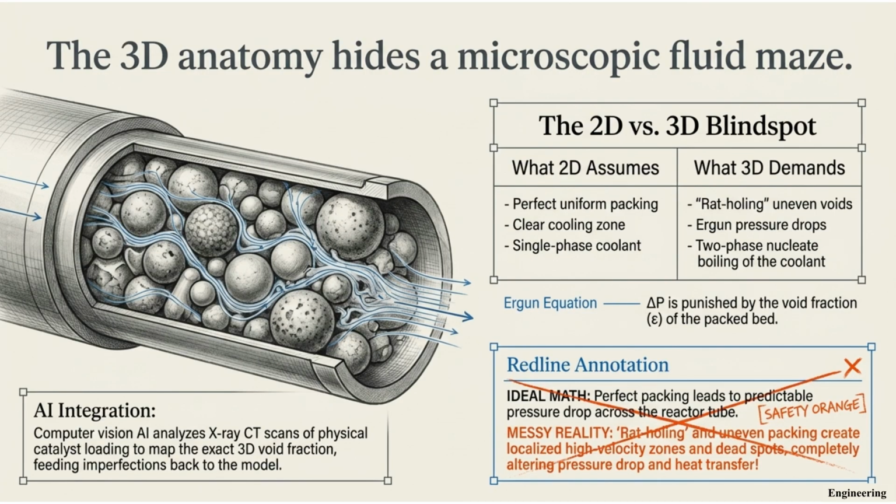Inside the reactor, we face a microscopic fluid maze. While we might assume perfect packing, the reality is uneven voids and rat-holing, which significantly alter pressure drops. By using computer vision AI on X-ray scans, we can map these 3D imperfections and feed them back into our models for more accurate performance predictions.